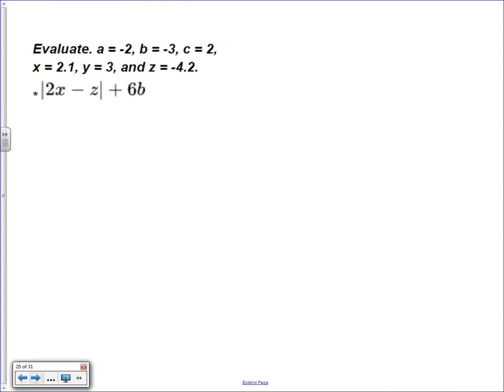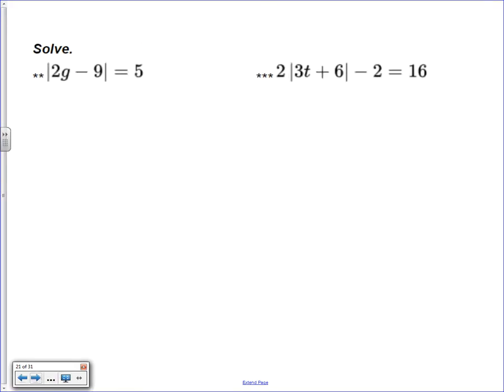Okay, folks, so this star and this double star and triple star, you're going to complete on your own. So I want you to pause the video, and when you're finished, you're going to go ahead and pick it up and see how you did.